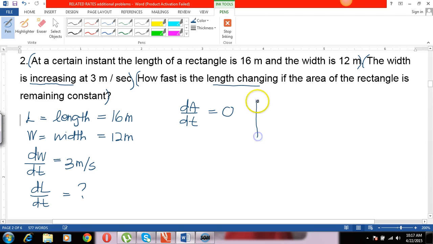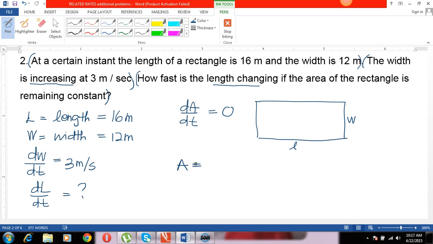Alright, so we have this information given from the three sentences in problem 2. Then we know that the rectangle is this figure, right? So this is the rectangle. We have length and then we have width here. Now we have to state the formula for the area of the rectangle. So A equal to L times W. This is the area of the rectangle. Okay, so we have to differentiate both sides of the equation.